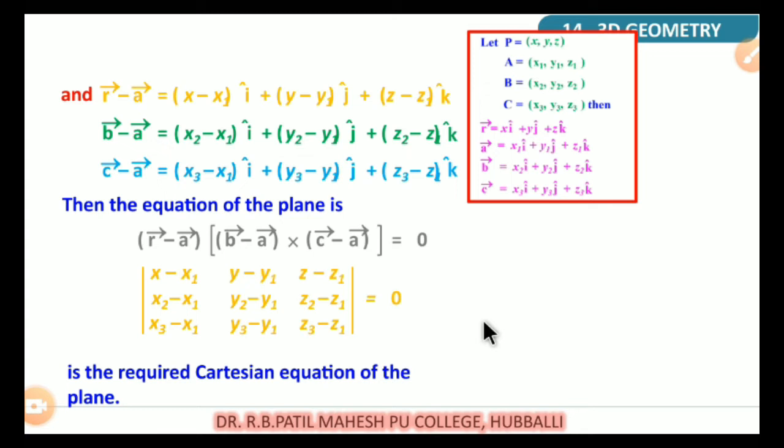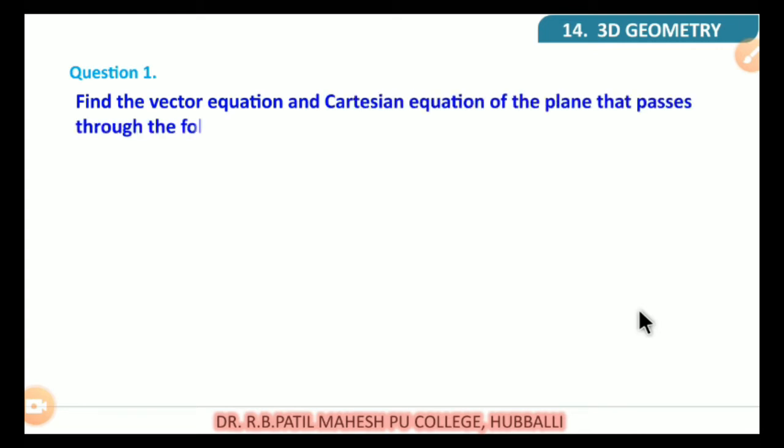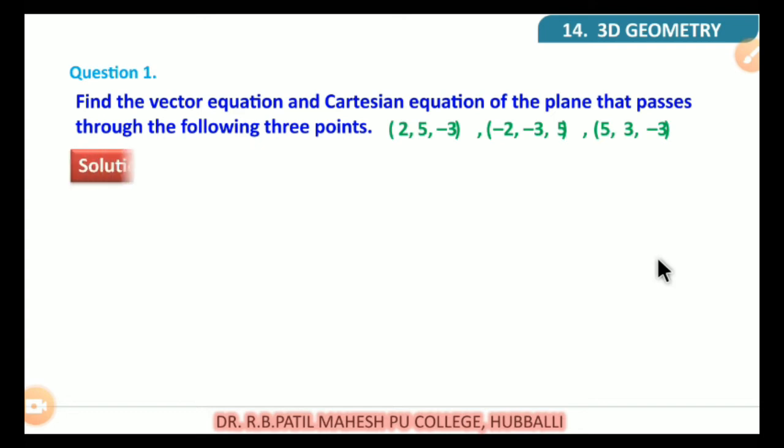So remember students, this is the vector form and this is your Cartesian form. For the next problems, you have to follow these two formulas. Now consider question number 1 on this concept. Find the vector equation and Cartesian equation of the plane that passes through the following 3 points: 2, 5, minus 3; minus 2, minus 3, 5; and 5, 3, minus 3.